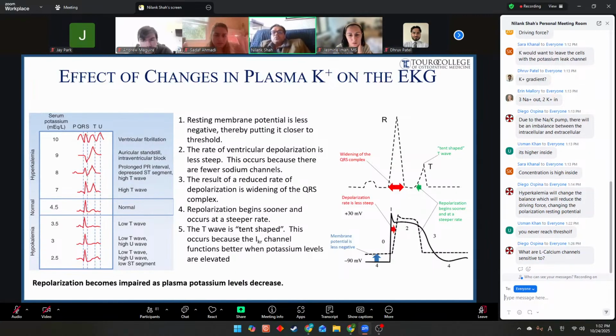What would happen to the QRS complex? I will put that up over there too. What would happen to the QRS complex? Will there be increased duration of the action potential of QRS or not? Will that be wider or shorter, narrower? Would it be wider? Why?